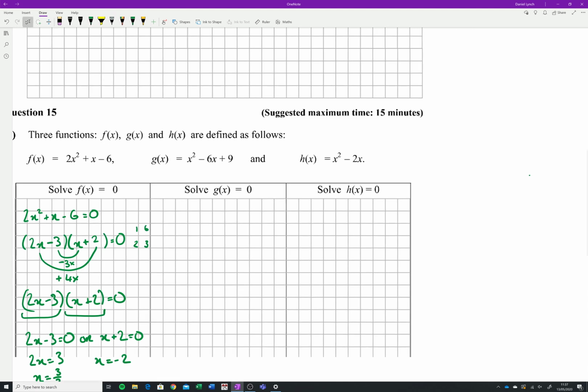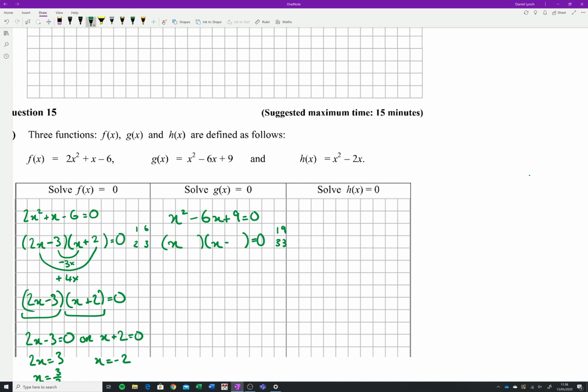Okay, what about this one here? x squared minus 6x plus 9 is 0. So again, just a regular old factorization. And you want things that multiply to give you 9. So it can only be 1 and 9 or 3 and 3. Now think of it, to get plus 9, they're either both plus, because a plus by a plus will give you plus 9, or they're both minus, because a minus by a minus would also give you plus 9.